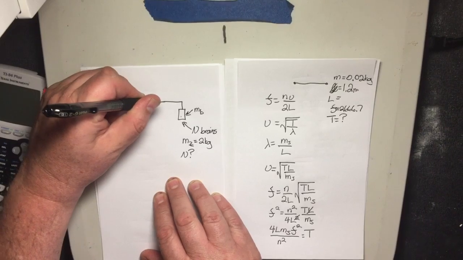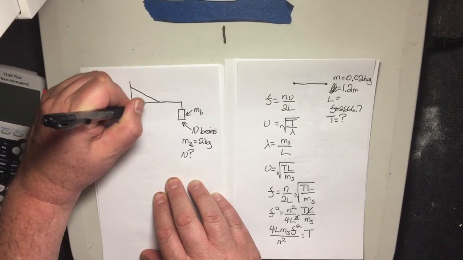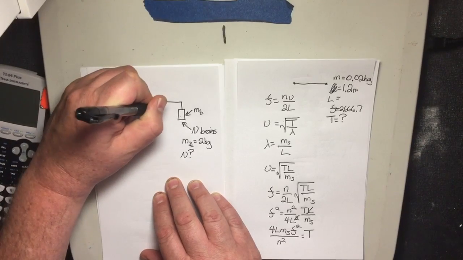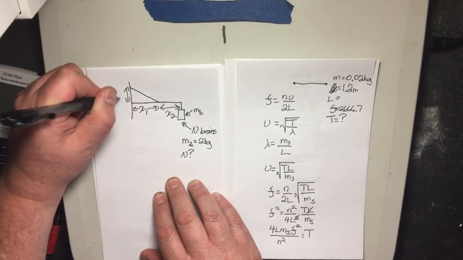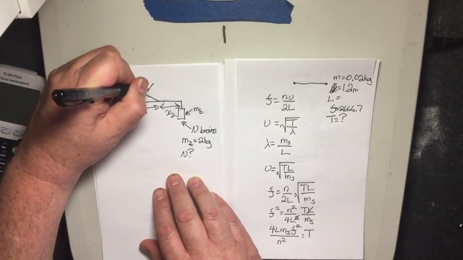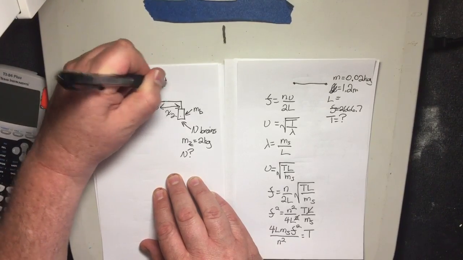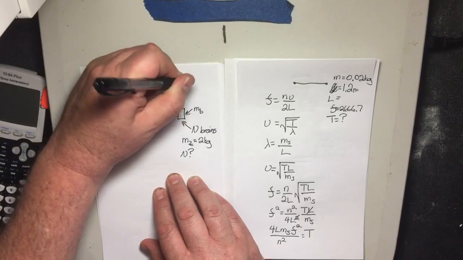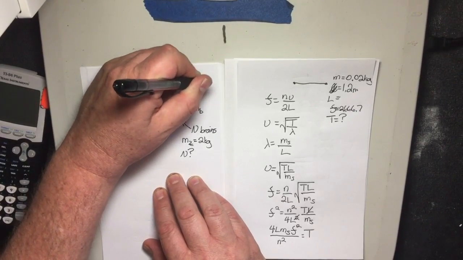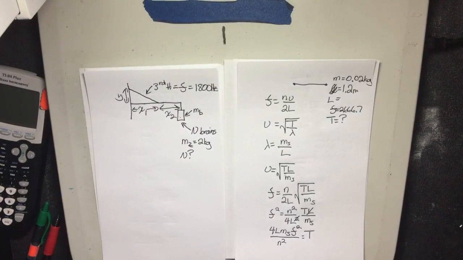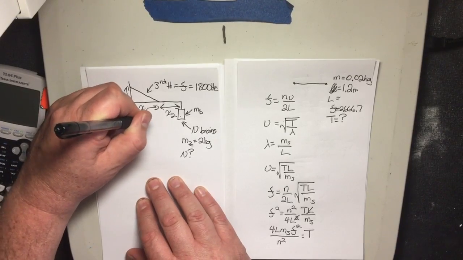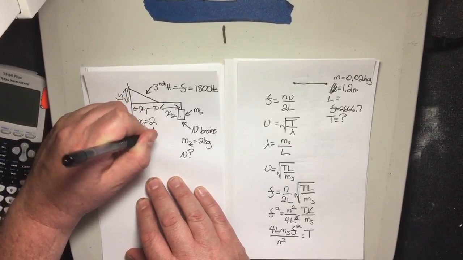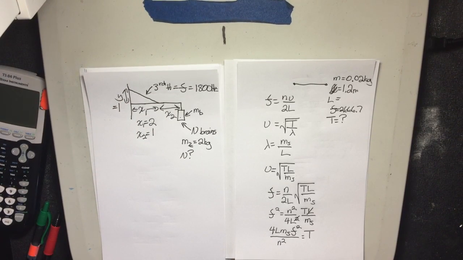Now, what I did is I set it up exactly like the ones before, X1, X2, and Y. And I said the third harmonic has a frequency of 1800 hertz. And I said, let's say Y was 1, X1 is equal to 2, X2 is equal to 1. I wanted to know how many brains are in the bucket.